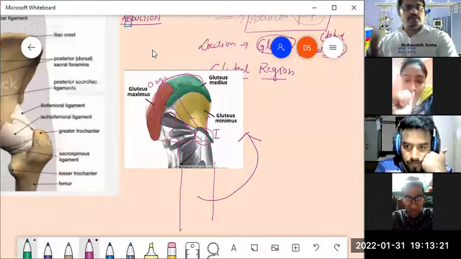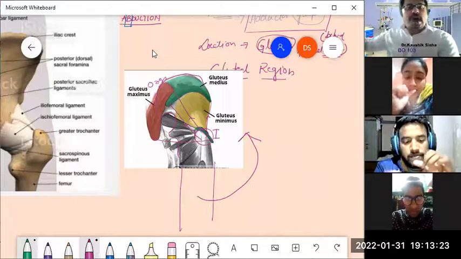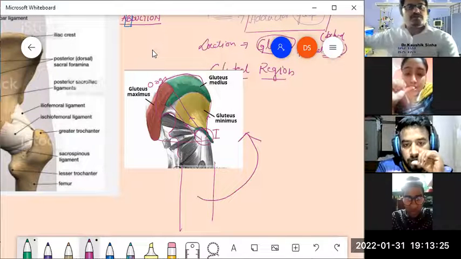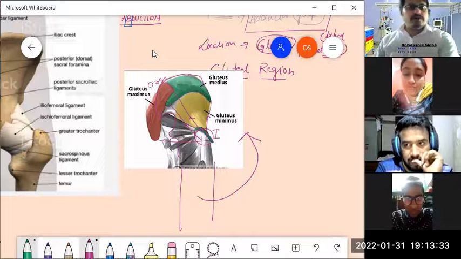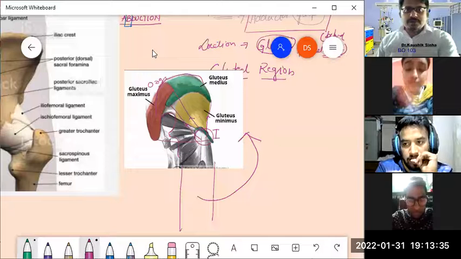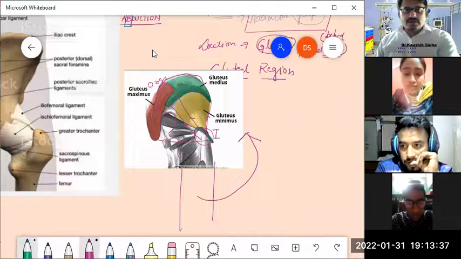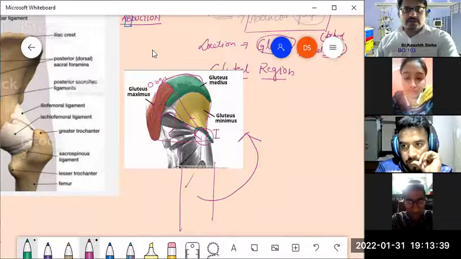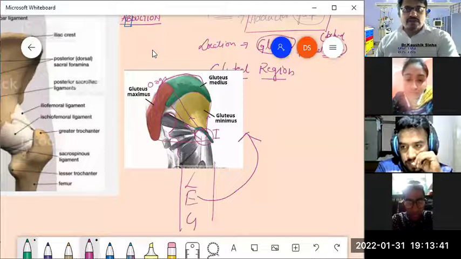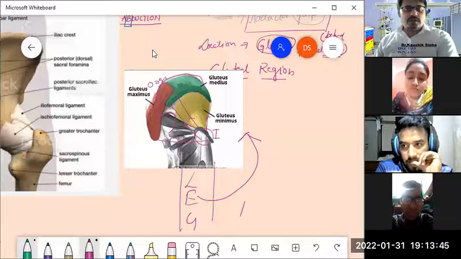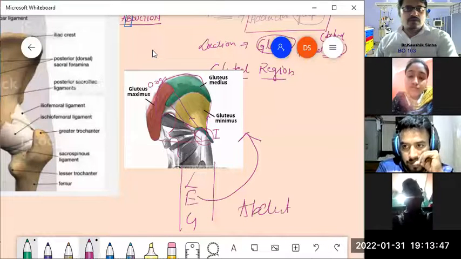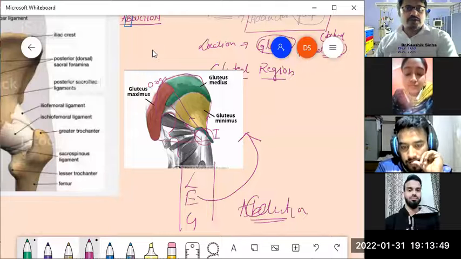So that is why we will be able to abduct. We will be able to stretch our leg. Because if the limb moves in this direction, that means this is a movement away from the midline. Are you getting me? If this is my leg, and if the leg moves in this direction, that means this is an abduction. Abduction.